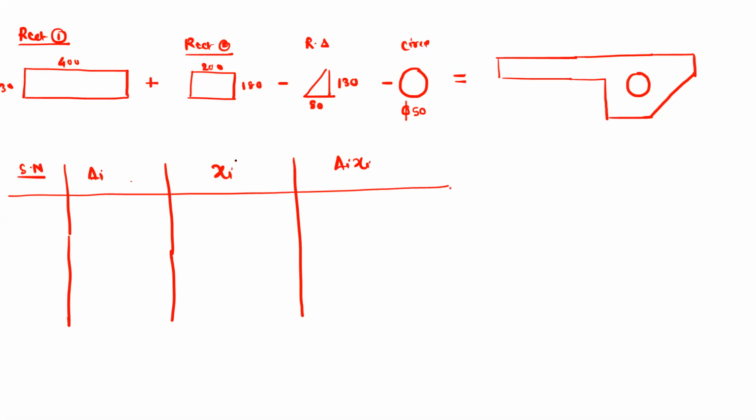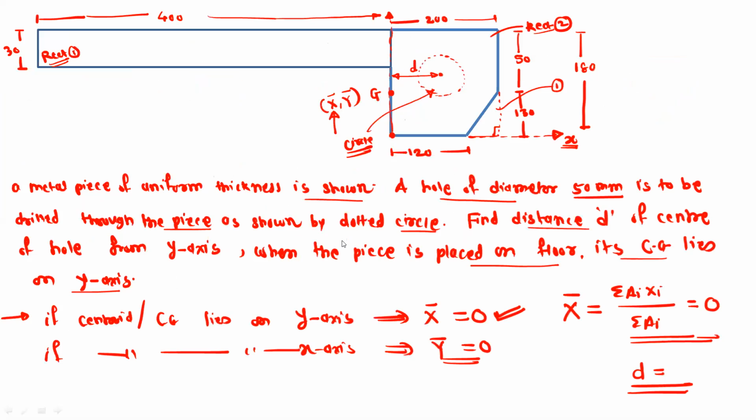So now prepare the table and only find out the x coordinate. First area is the rectangle. Its area is 400 by 30, so this is 12,000 millimeter square. Its x coordinate is the distance with respect to the y axis. So you can observe here.